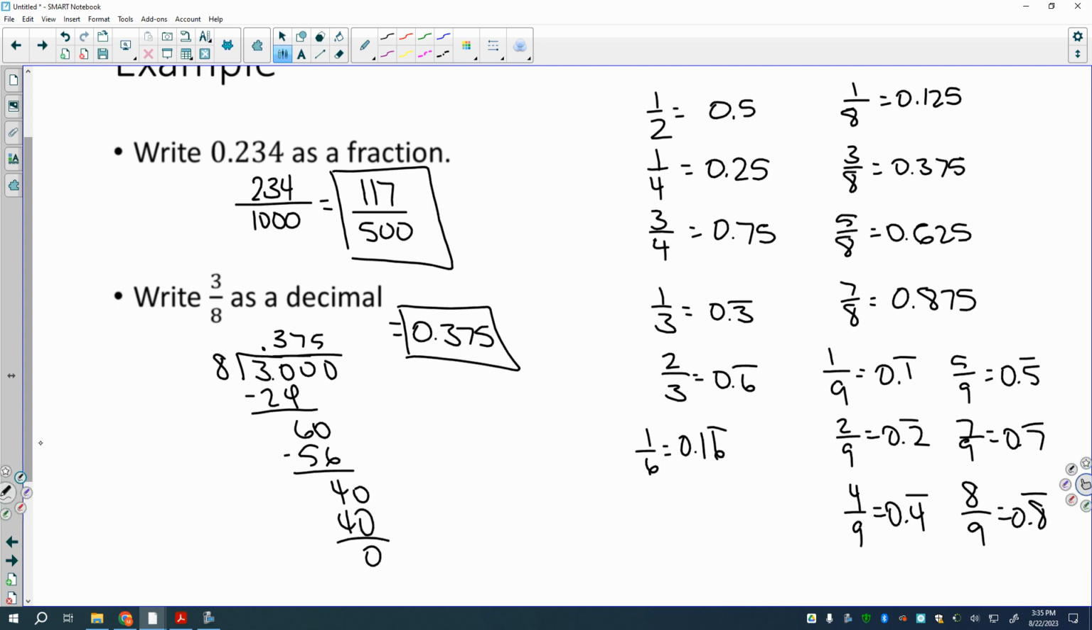16ths come up once in a while, but those aren't the super common ones. It's definitely the half, fourths, thirds, and eighths. You should definitely commit those to memory. It will make things a lot easier for you if you do.